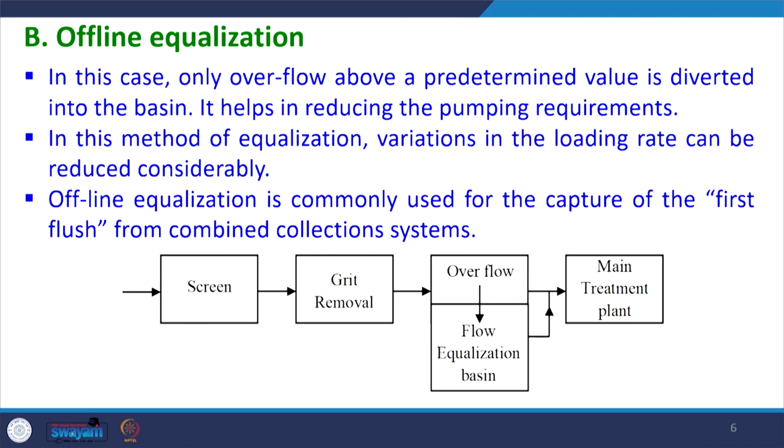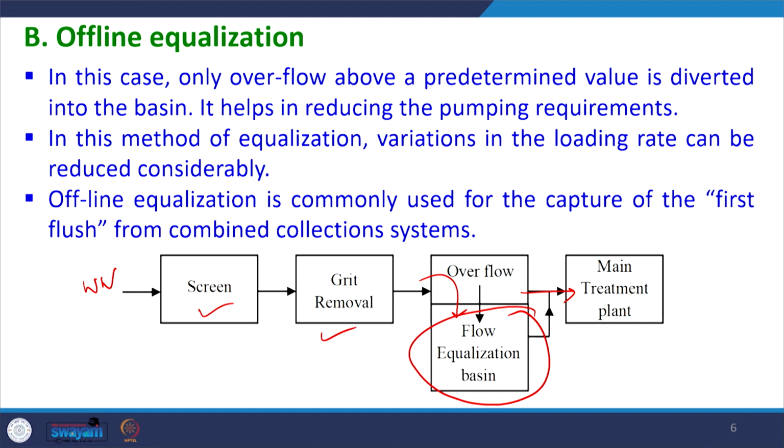Then offline equalization is also possible. In this case only overflow over a predetermined value is diverted into the basin. So, we have the flow equalization basin here and the wastewater which is coming, it goes through screen and grit removal, and if the flow rate is above a certain average value or some predetermined value, the overflow will go into the flow equalization basin and the rest of the flow will go into the main treatment plant.